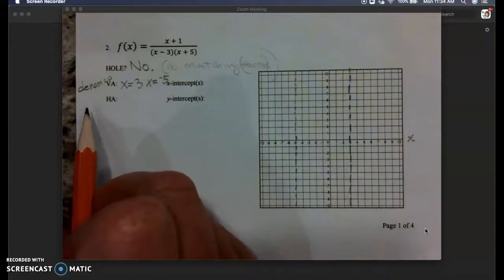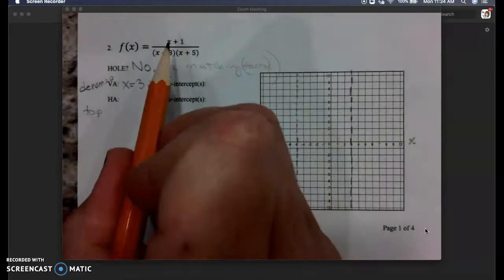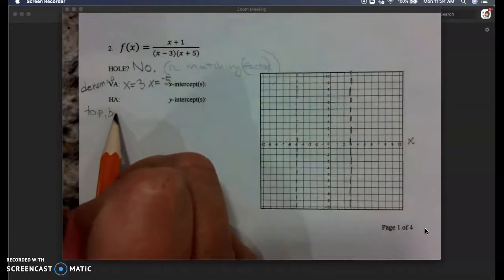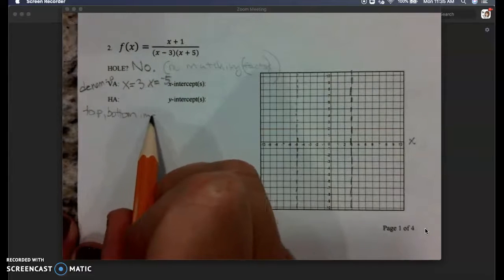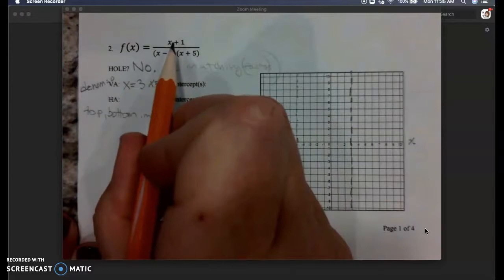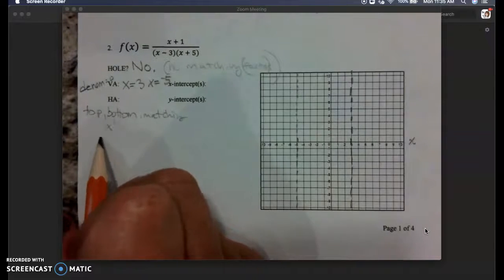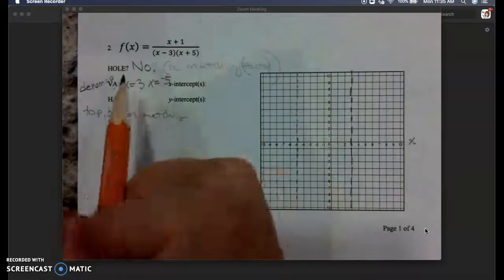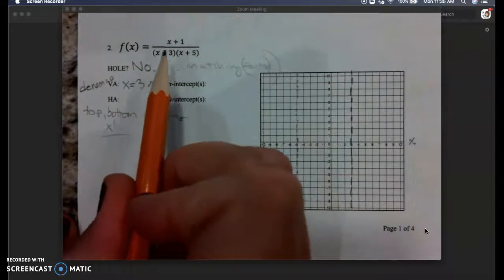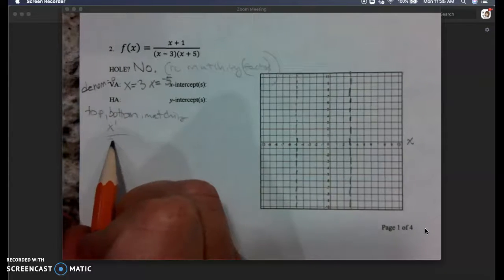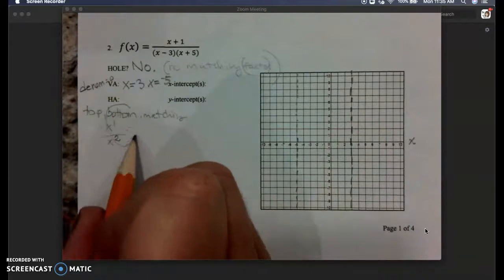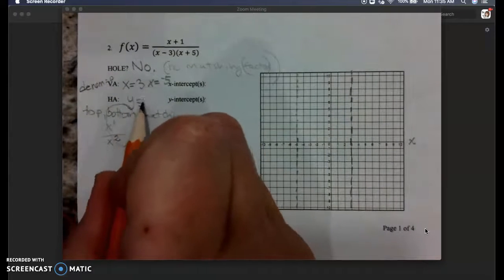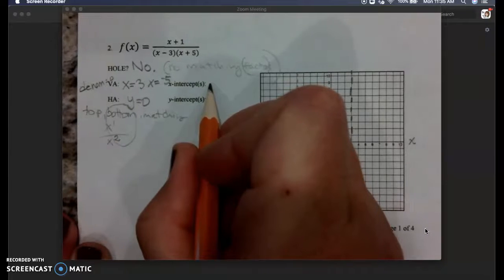All right, horizontal. This is when you say top heavy, bottom heavy, or matching. If I look here, I have an x on top with a power of 1 is the highest I will go. If I look here, x times x, if I multiply it out, would be 2 powers of x. So again, this is bottom heavy, which means y equals 0, which means, oh, it doesn't mean none here.